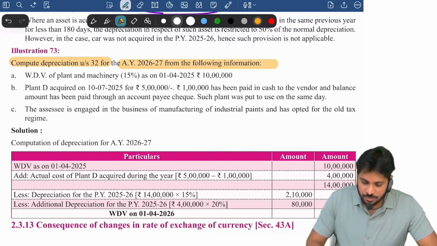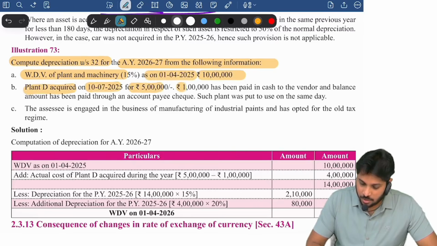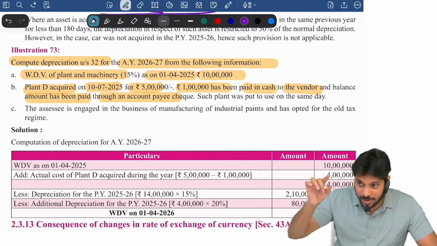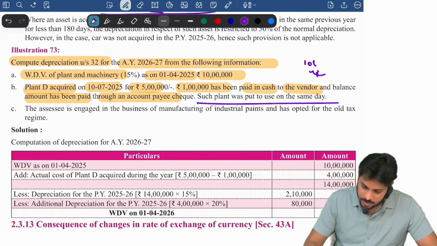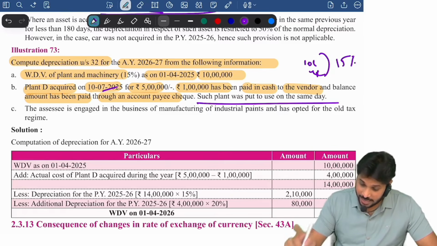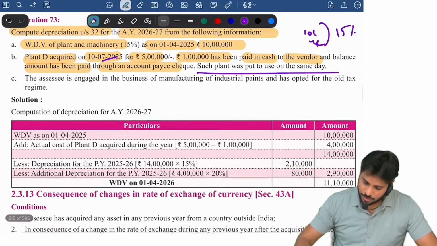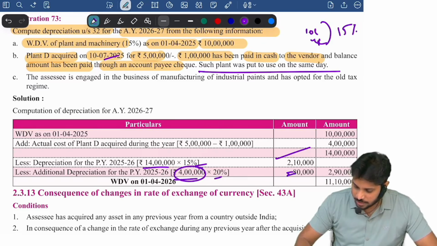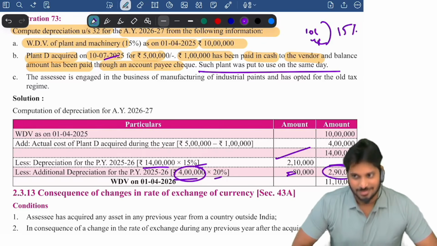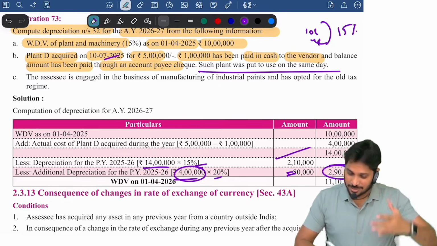Compute depreciation under section 32 from the following information. WD of the plant as on 1st April is 10 lakh. Plant D was acquired on 10th July for 5 lakh. 1 lakh has been paid in cash to the vendor and the balance amount is paid through account payee cheque. Any amount paid in cash more than 10,000 will be disallowed and will not be allowed as capital expenditure. So only 4 lakh will be capitalized: 10 lakh plus 4 lakh. The plant was put to use on the same day, meaning more than 180 days. So on the entire 14 lakh, 15%. Additional depreciation of 20% applies only to the new asset, which is 4 lakh, so 4 lakh into 20% is 80,000. This is the total depreciation. Correct? Easy, we already did enough, so I'm using a shortcut.